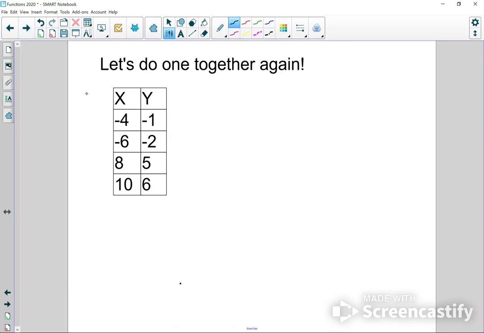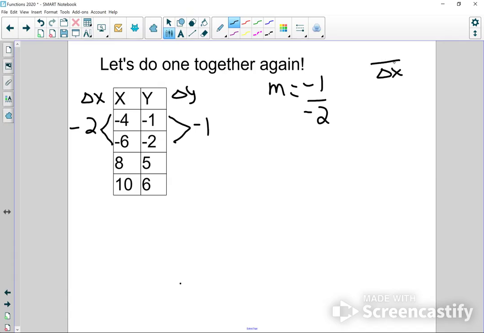How did I get my change in x? How far is it from -4 to -6? Well, that's down 2 on the number line, isn't it? And my change in y from -1 to -2 is down 1. So then my m is -1 over -2, because remember, change in x is in the denominator. M equals change in y over change in x.